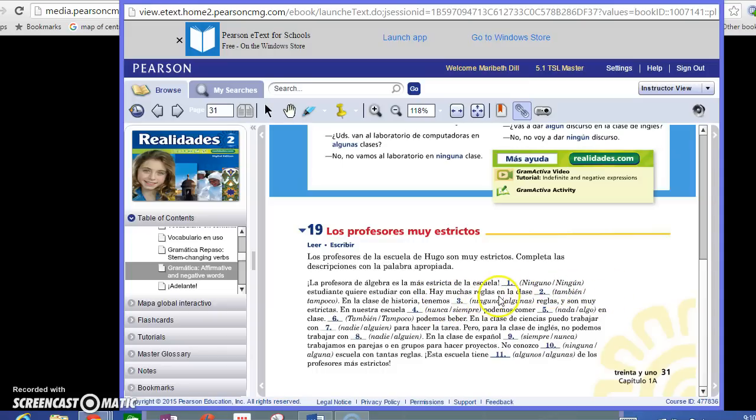Number 2, hay muchas reglas en la clase. También or tampoco. También means also that we're using an affirmative sentence here. Tampoco would have to have already the word no in it somewhere. 3. En la clase de historia tenemos blank reglas. Ninguna is a negative word, which means we would already be talking negative. Algunas is an affirmative word and it's feminine plural, which reglas is also feminine plural. Y son muy estrictas.